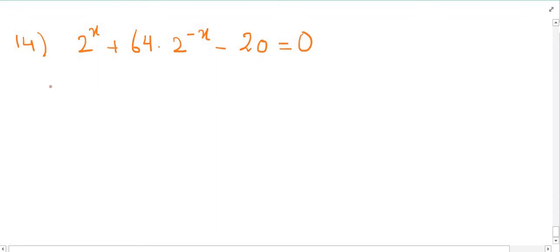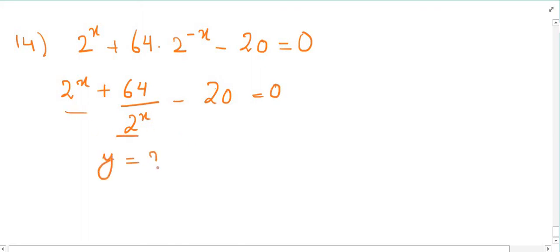14. 2^x + 64 · 2^(-x) - 20 = 0. First separate the exponents. 2^x + 64, make it positive. Now this is the equation of type 2. P of x and P of x are same. Just put y = 2^x. You will get y + 64/y - 20. Make the quadratic equation for this after taking the LCM.